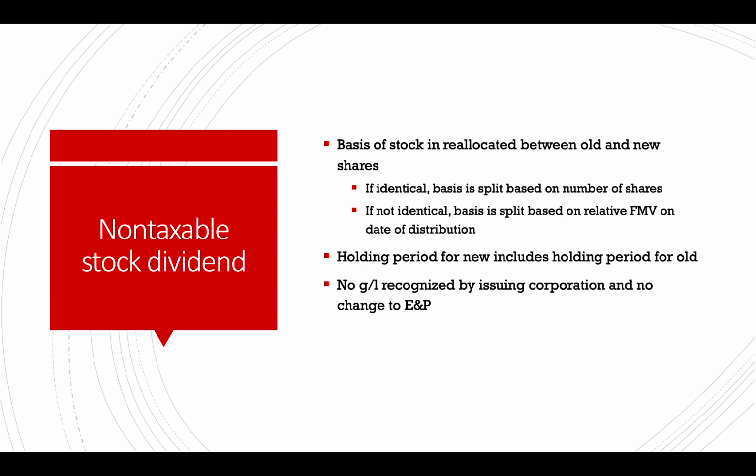So if we have a non-taxable stock dividend, we treat it like this. The basis of the stock is reallocated between old and new shares. So the basis I had in my original 10 shares will just be reallocated over my 20 now. If the new shares and the old shares are identical, the basis is going to be split based on the number of shares. And if they're not identical, it's going to be split based on relative fair market values on the date of distribution. The holding period for the new shares is going to include the holding period for the old shares, and no gain or loss will be recognized by the issuing corporation and no effect on earnings and profits.